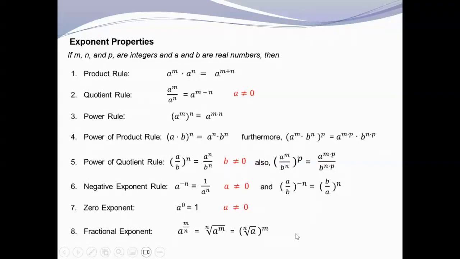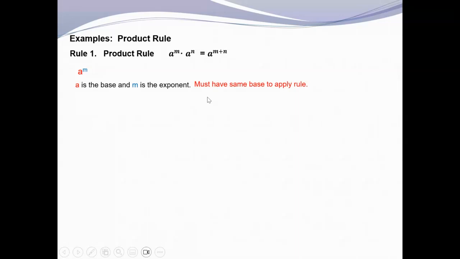Okay. Now let's start with the product rule. Now here's an example of the product rule. So you have a to the m times a to the n equals a to the m plus n. The a is the base and the m is the exponent. You must have the same base to apply the rule. We have the same base, so x cubed times x squared. This is like the long way, just so you see what's taking place. But we're not going to do it this way. We're going to be applying the rules. But for example, x cubed times x squared.